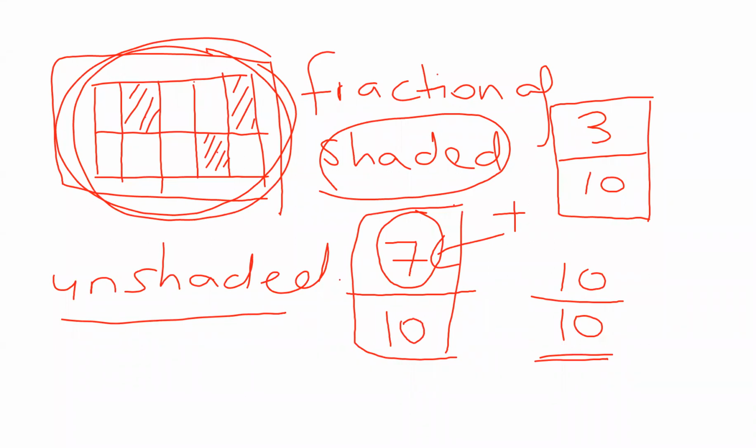We added the number of shaded which were 3 and the number of unshaded parts which were 7. So 3 plus 7 is 10/10. To go back and we do a whole rectangle, a one whole. So 10/10 equals 1. Do you have any questions till here?